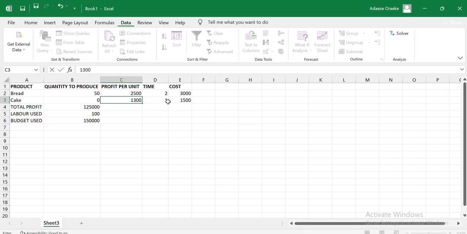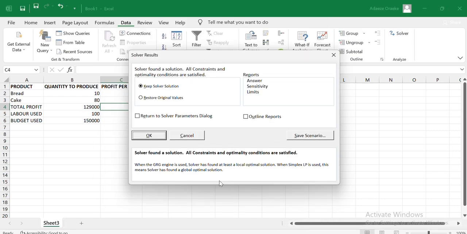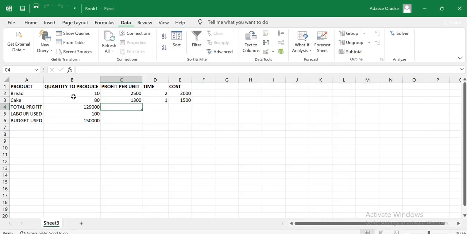Like I said, we can change our values. Just go to our solver and tell it to solve again, and see it change. So as we changed our profit for cake to 1.3, you can see that it almost swapped. It reduced the number of bread we should produce to 10, and then told us to produce 80 cake, because now the profit from producing cake is more. As simple as that.